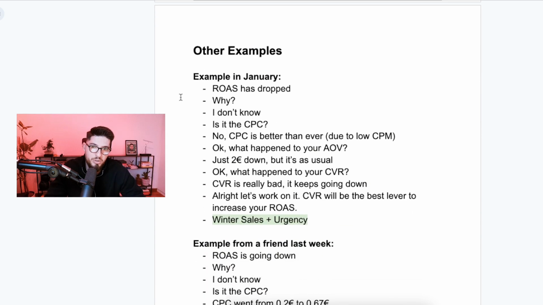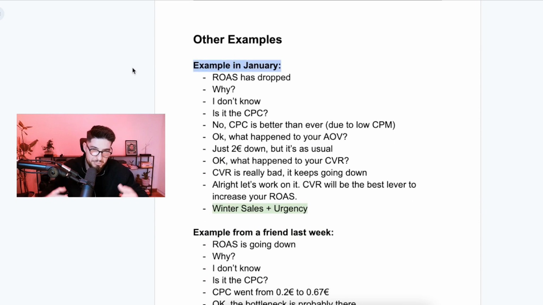Last thing here, other examples. So example in January, my ROAS is going down. Why? I don't know. Is it the CPC? No. CPC is better than ever due to low CPM. What happened to your AOV? It's just 2 euros down, but it's as usual. What happened to conversion rate? Conversion rate is really bad. It keeps going down. All right, let's work on it.